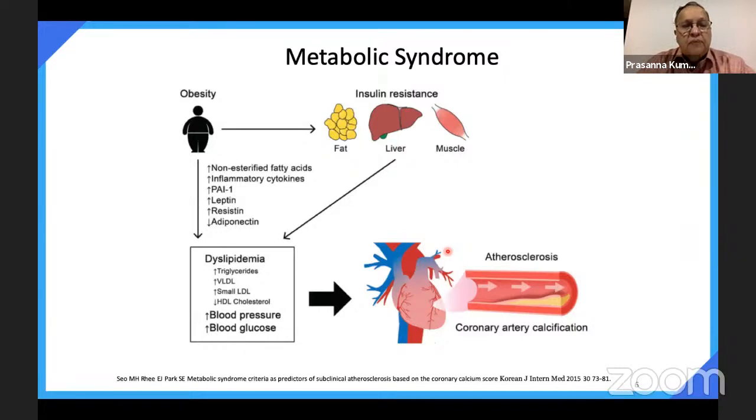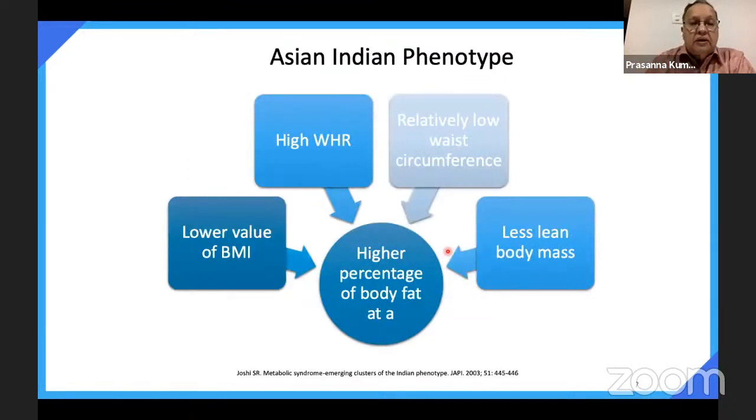This is how the syndrome complex of metabolic syndrome has obesity, insulin resistance, diabetes, hypertension, and dyslipidemia. Ultimately, this leads to atherosclerosis and coronary artery calcification. You know, these days you have the coronary artery calcification score as such. You can have the scoring by CT of that, and this leads to ischemic heart disease.